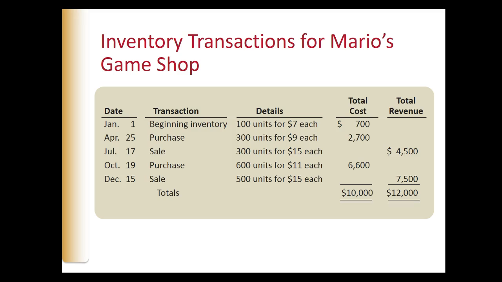Here are the inventory transactions of Mario's Game Shop from January 1st through December 31st. Note that Mario starts the year with 100 units of inventory. It previously purchased at $7 each, or a total of $700. During the year, Mario's had 2 purchases and 2 sales. On the following slides, we're going to see how to record those purchases and sales at the time they occurred.